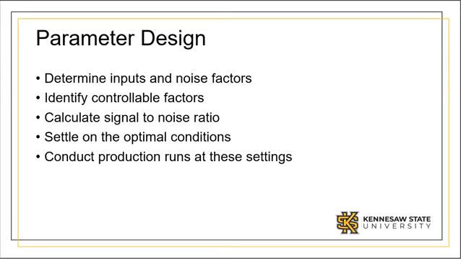Next, find as many controllable factors as possible. Select levels for each factor. Calculate the signal-to-noise ratio. There are, in fact, many ways to do this based on the type of response. We then settle on the optimal conditions and conduct production runs at these settings. Our intent will be to first focus on factors that affect average and variation, and then factors that only affect variation. Reduce the variation and then adjust the average to the target.